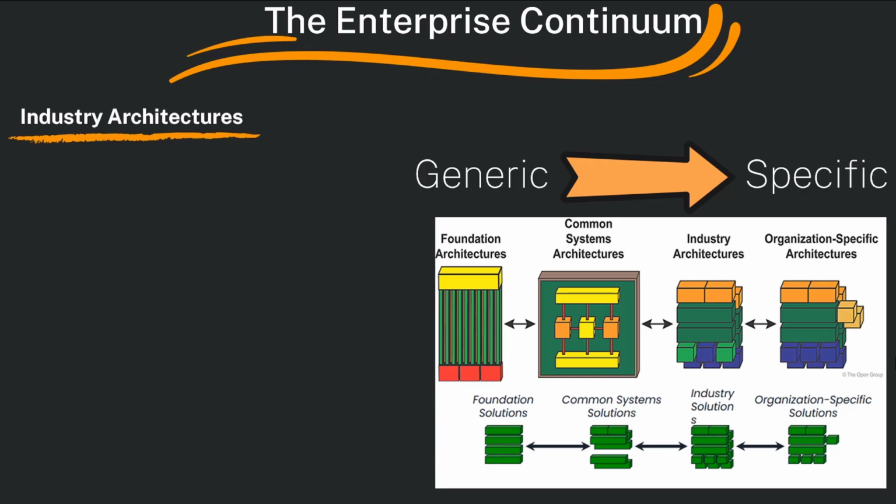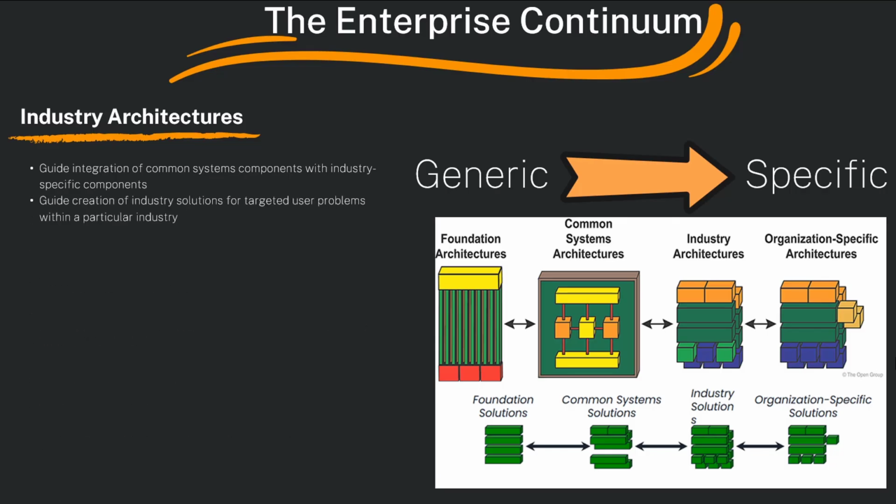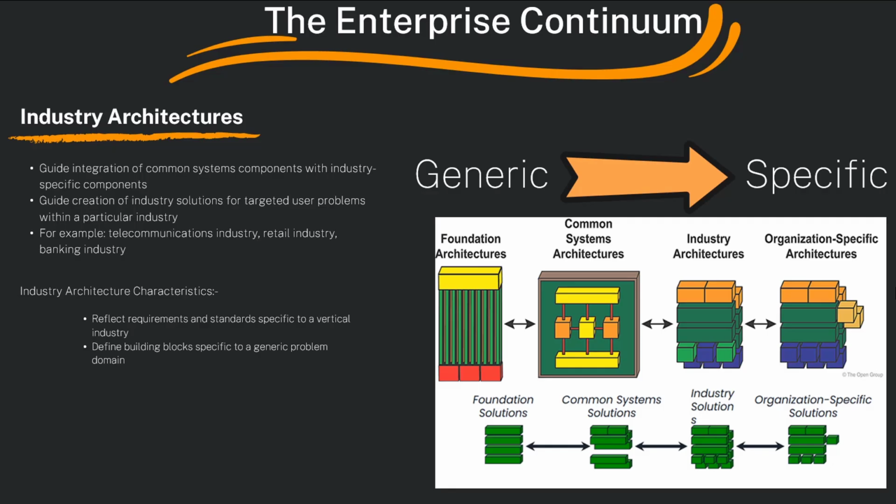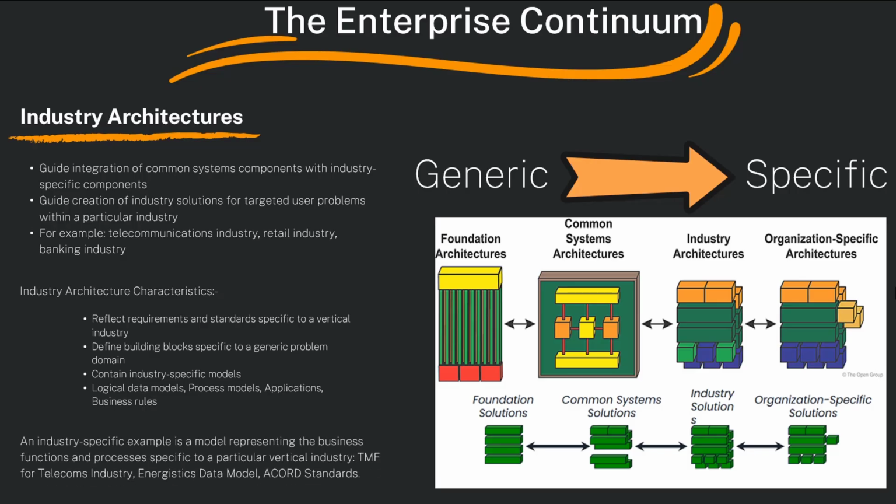Industry architectures guide integration of common systems components with industry-specific components, and guide creation of industry solutions for targeted user problems within a particular industry. For example, telecommunications industry, retail industry, banking industry. Industry architecture characteristics reflect requirements and standards specific to a vertical industry, define building blocks specific to a generic problem domain, and contain industry-specific models, logical data models, process models, applications, business rules. An industry-specific example is a model representing the business function and process specific to a particular vertical industry: TMF for the telecom industry, energetic data model, ACORD standard.